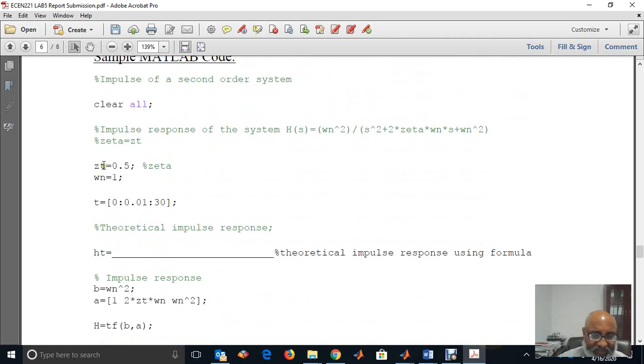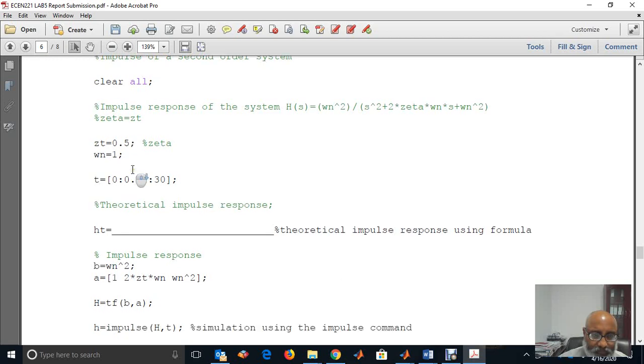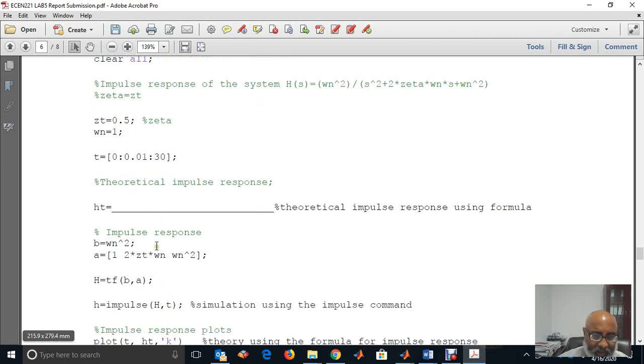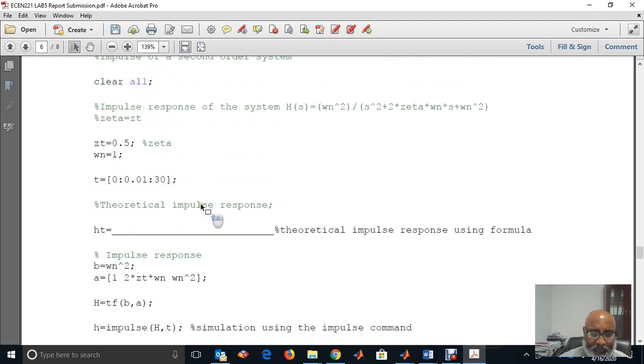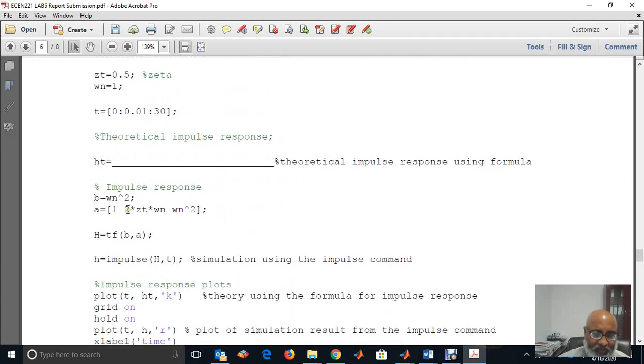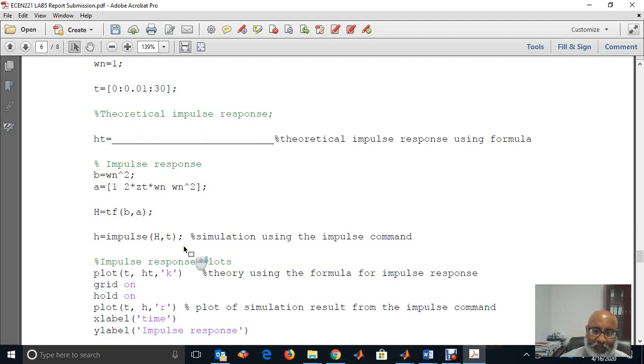Here, for example, I did, you see, zeta is equal to 0.5. And then I have the theoretical formula. The theoretical formula, which you get from section 1, you will put it here. Okay, you will write the mathematical expression here. And what is B? B is the numerator, omega n squared. For the denominator A, the coefficients of s squared, s, and s to the power of 0. Okay, for B, I have only s to the power of 0, so the coefficient is omega n squared. So B is like this, A is like this. And if you remember from the first order system lab, how do we find the transfer function?